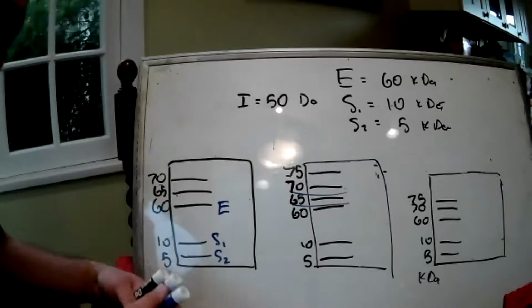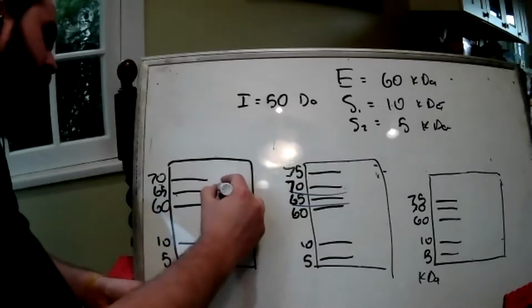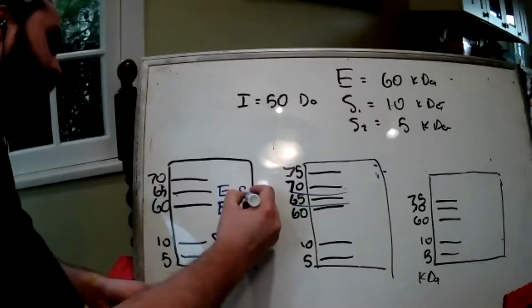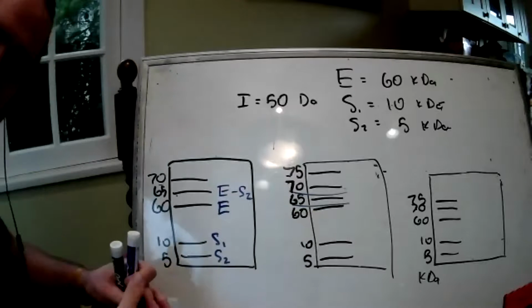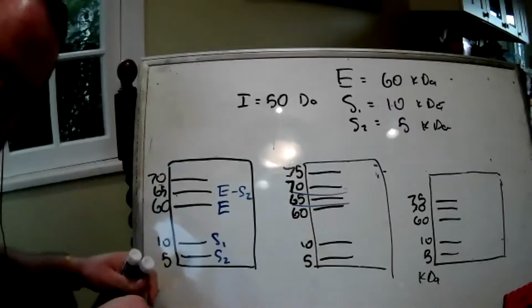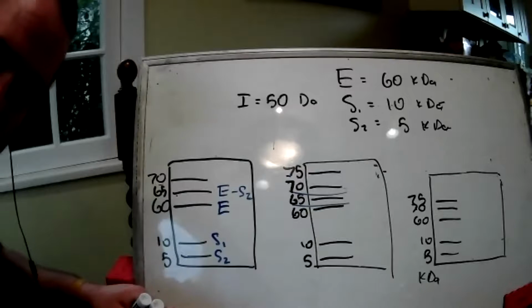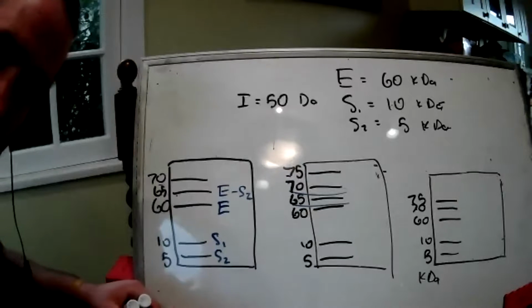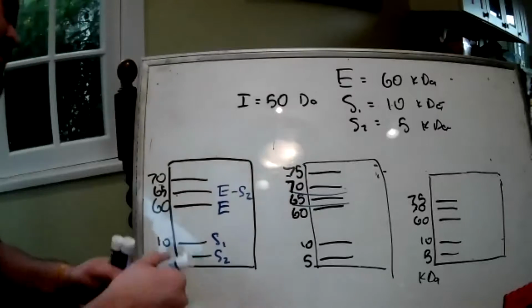The enzyme and substrate 2, good. So we have enzyme and substrate 2. Substrate 2 is 5 kilodaltons. What about our 70 kilodalton band? What would be present there? Enzyme and substrate 1.